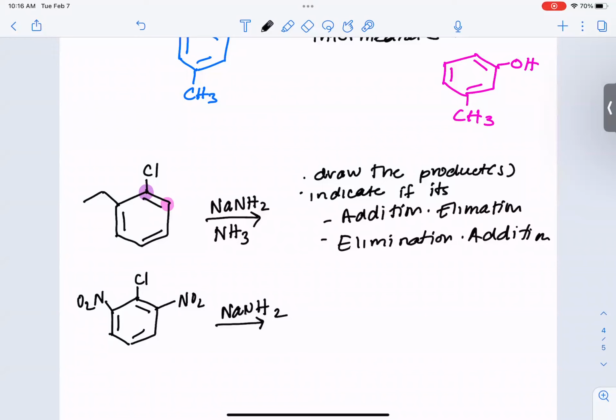Haven't decided yet. You definitely have to know the electrophilic addition to a diamine. And you definitely have to know what I'm going to do after this with the electrophilic aromatic substitution. I have not decided if I'm going to make you know this one.